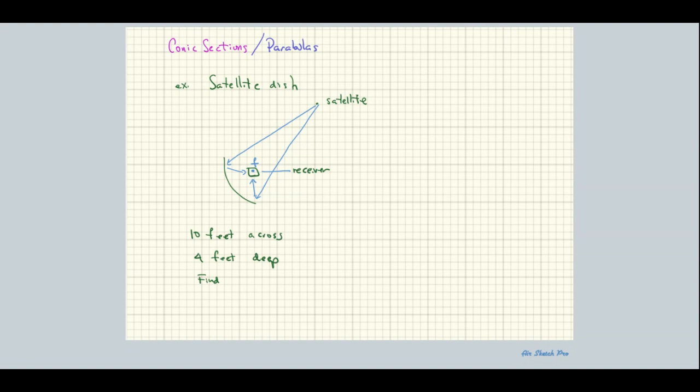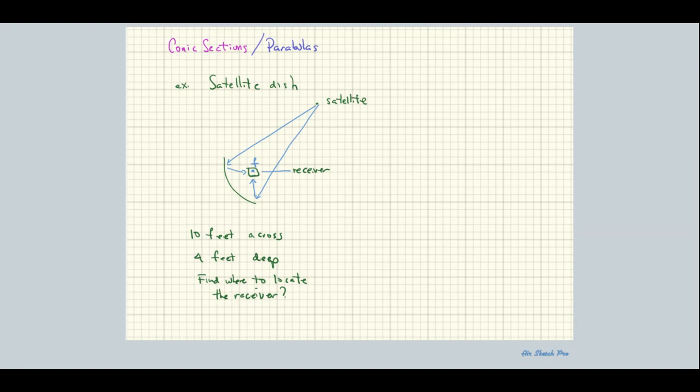Find where you want to locate the receiver, which is an applied way of asking, given just this information, can we figure out what the focus is on this thing?